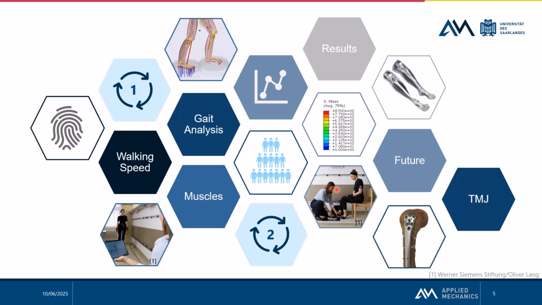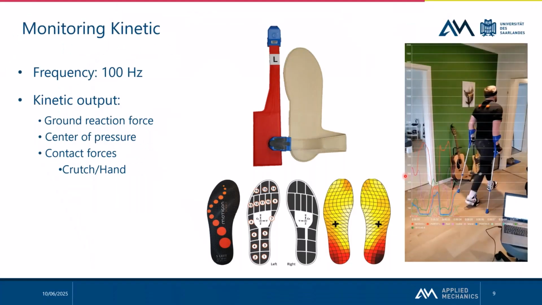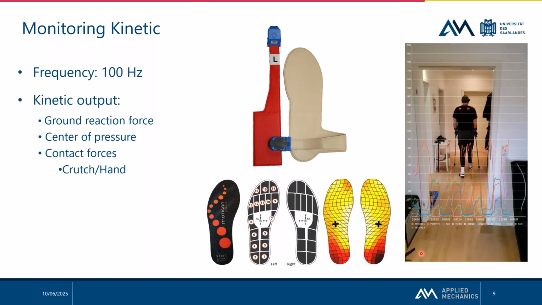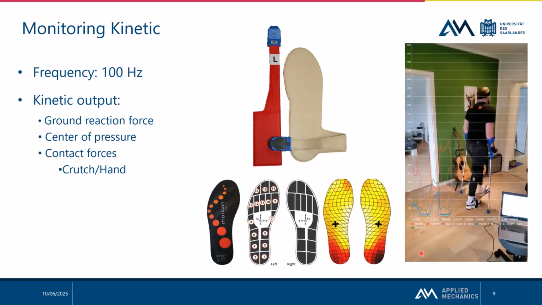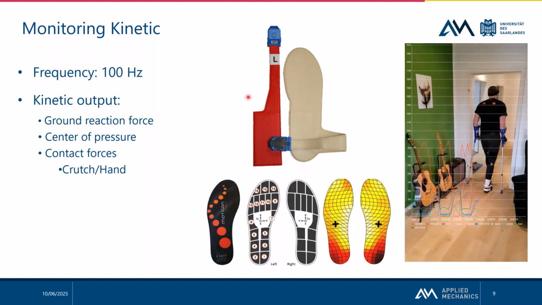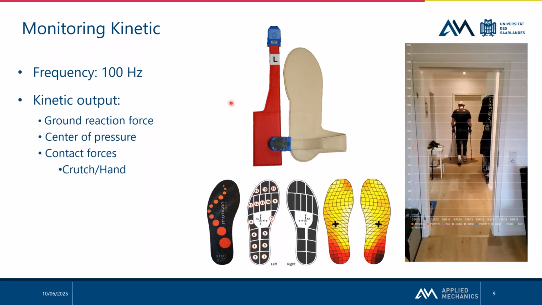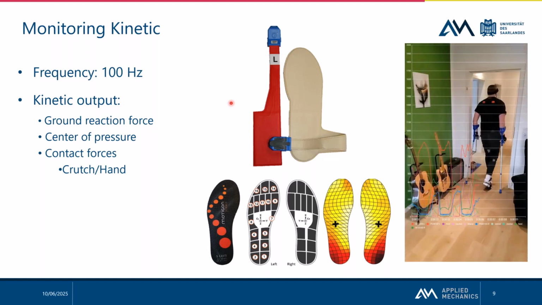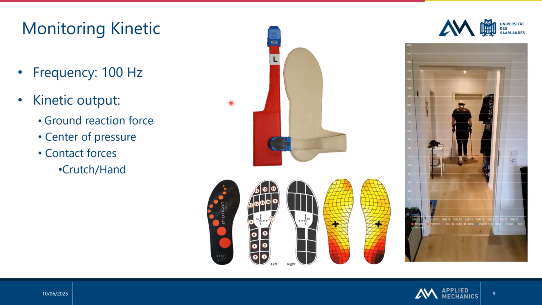What I already mentioned is that we also have some sensor insoles for the kinetic analysis. You see again the same video as before, but now you see the visualization of the ground reaction force from the sensor insoles. And also, as in the image, we have some kind of load pads for measuring the contact forces between the crutch and the hand, doing the gait with the crutches. And it's measuring simultaneously to the Xsens system.